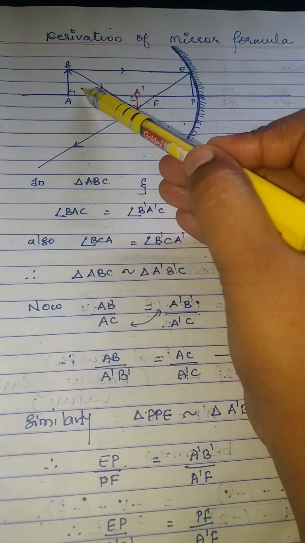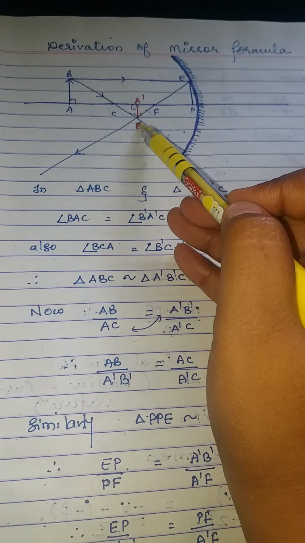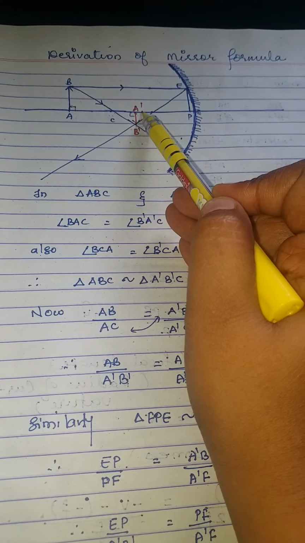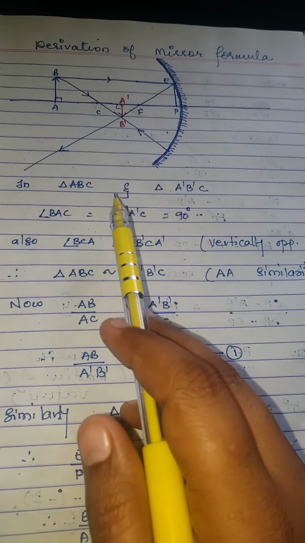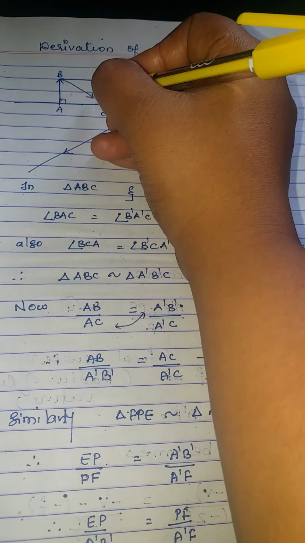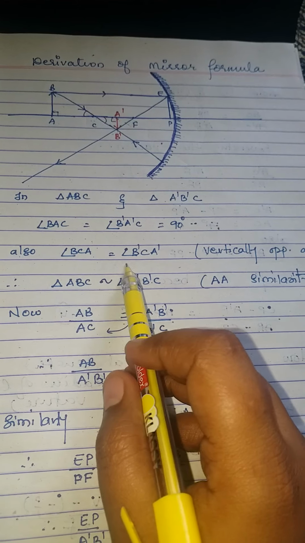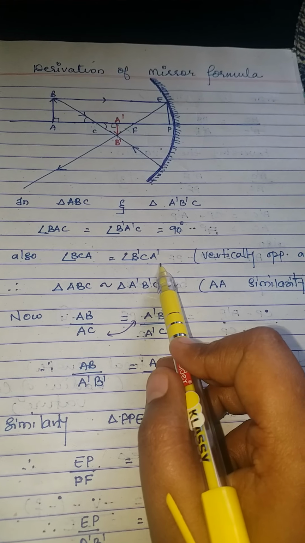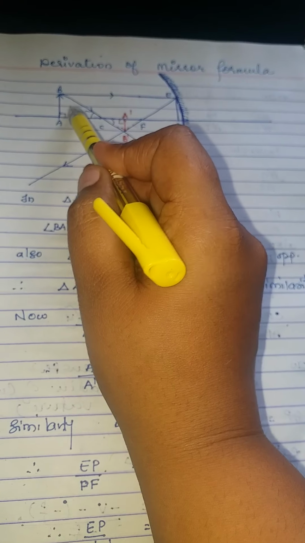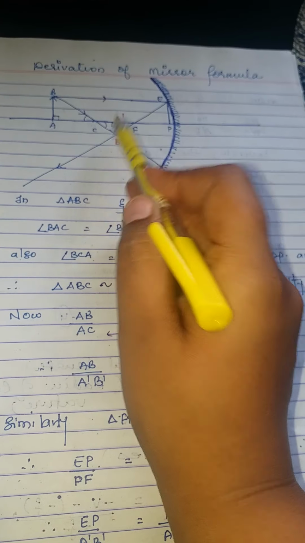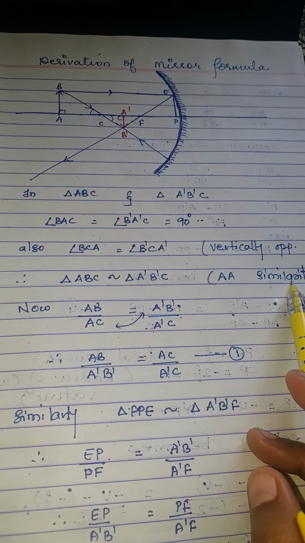Also, angle BCA and angle B dash C A dash both are equal because they are vertically opposite angles. So I have written this angle and this angle, that is BCA and B dash C A dash, both are vertically opposite, so they are equal. So we can say that this triangle is similar to this triangle by AA similarity, right?